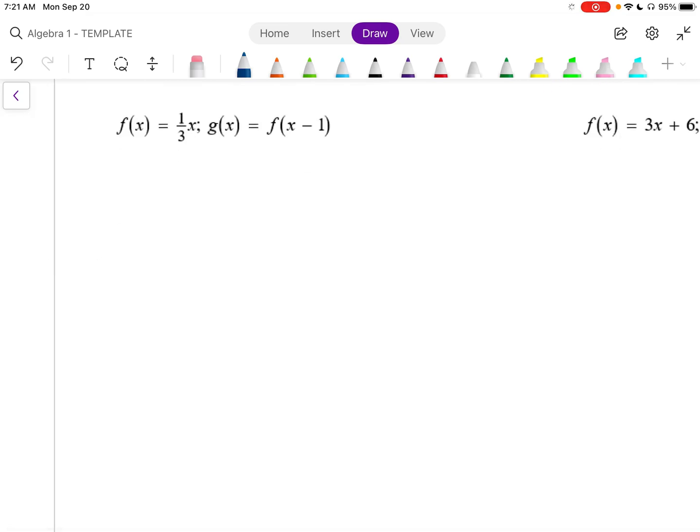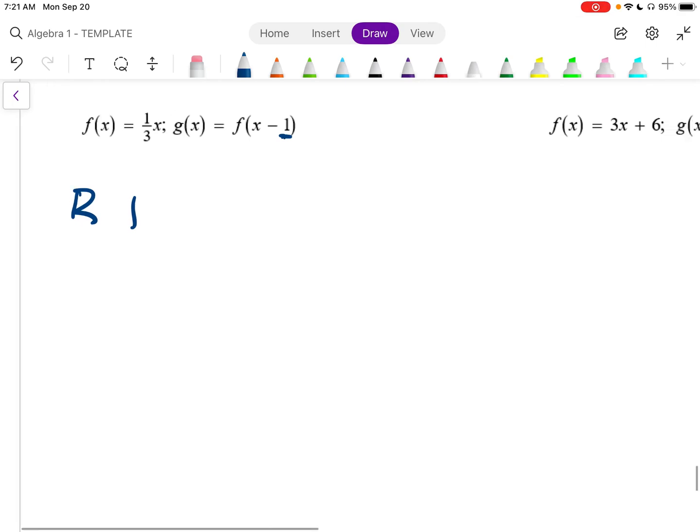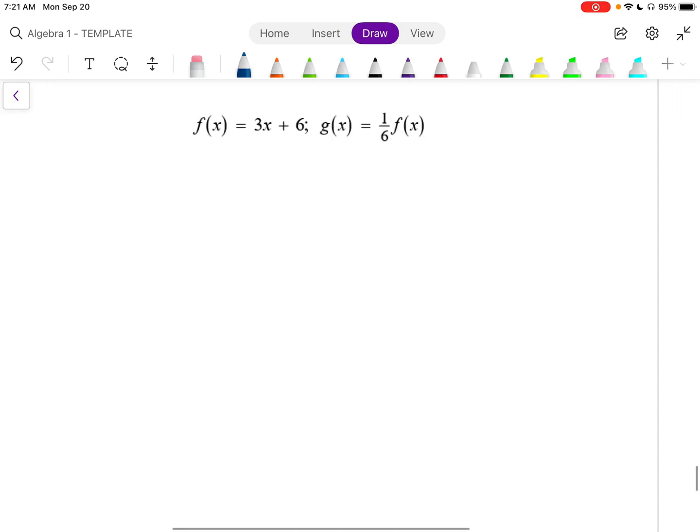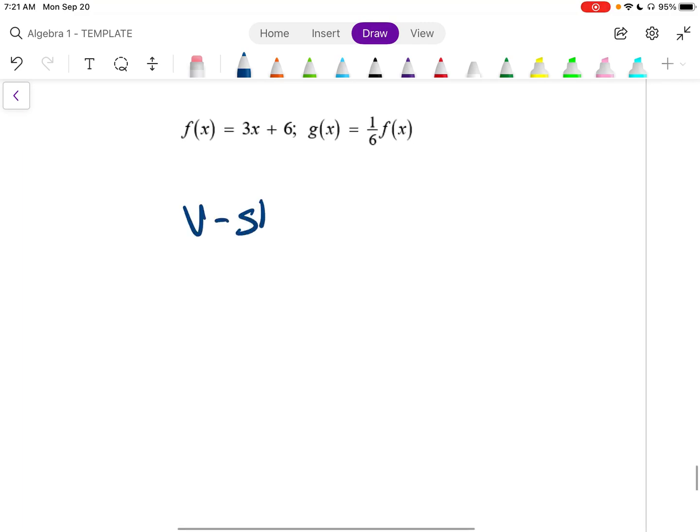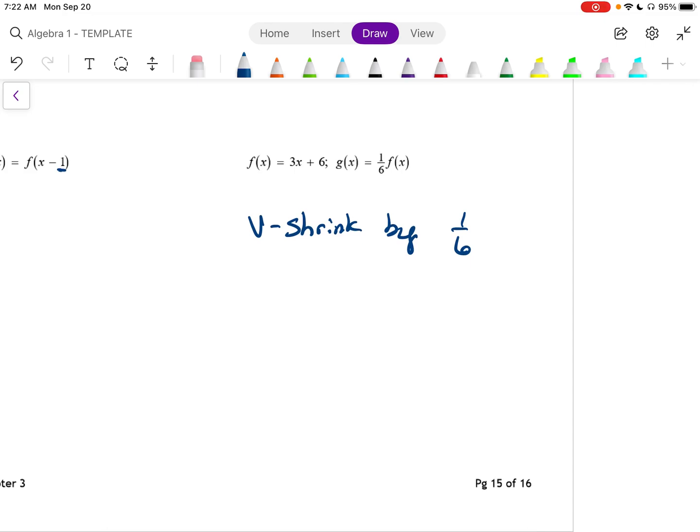We have x minus 1 inside the parentheses, so this is going to be a shift right 2, or excuse me, not 2, 1. A right 1. It's a 1 there. And then lastly, we have 1/6 times f of x. This is going to be a vertical shrink by 1/6. It's a shrink because 1/6 is less than 1.